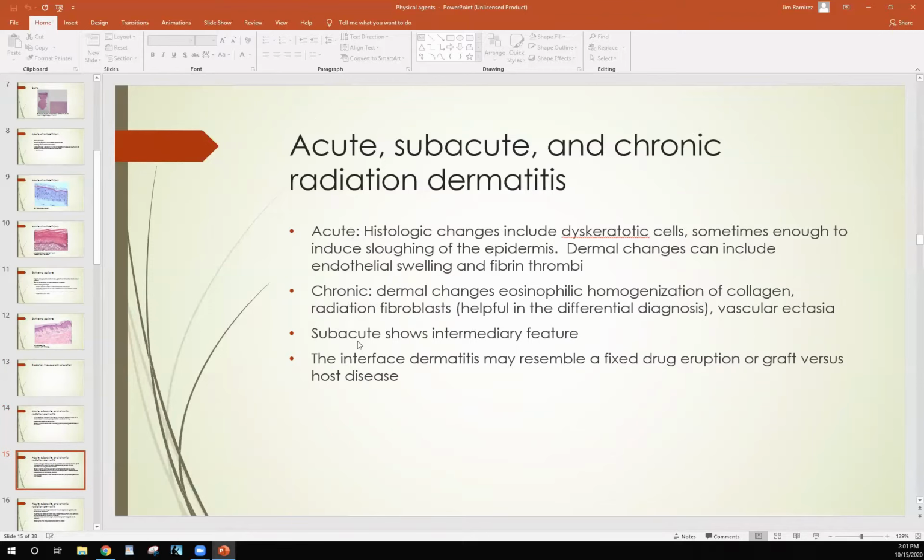And then the subacute, as we would expect, can show intermediary features. The interface process that you can see in the acute variant often looks a lot like a fixed drug eruption or GVHD. So you should include that in your differential diagnosis.